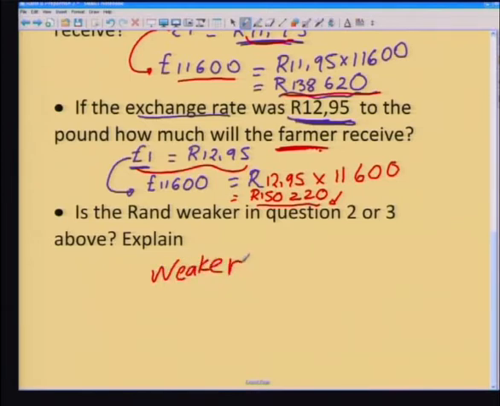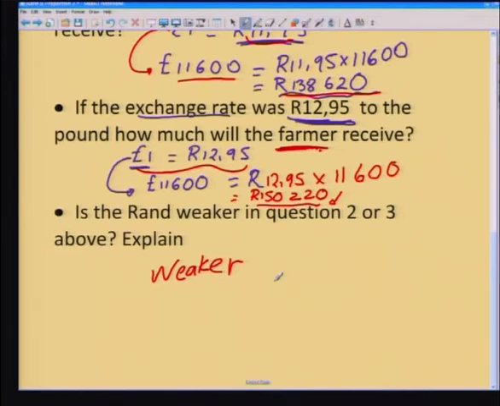And the reason for this is because it costs more rands to buy £1. So that means that our currency, the South African rand, has actually weakened against the pound when it costs more rands to buy the same pound from the UK.